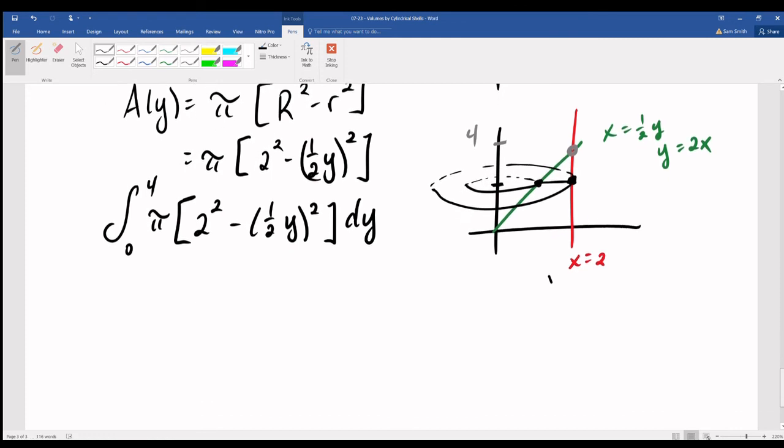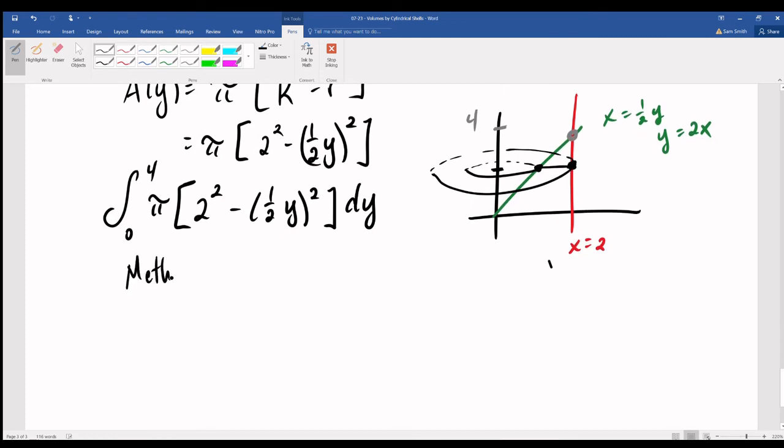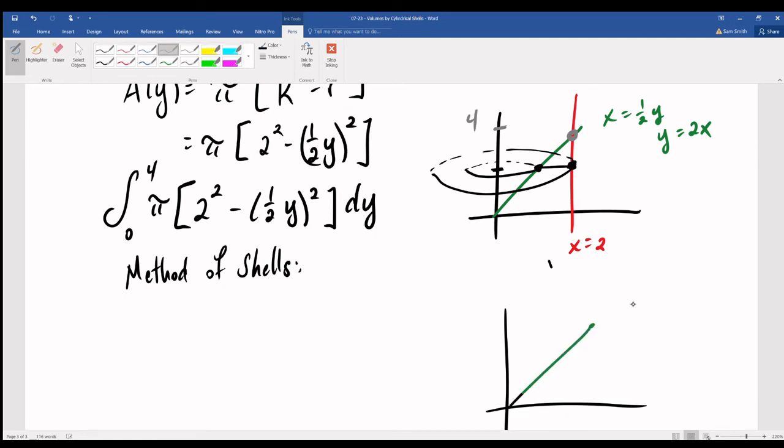Now, to sketch the idea for method of shells, we again get our drawing going. Here's green, and here's red. But this time, to fill up the region, I'm not going to spin around a horizontal bar. I'm going to spin around a vertical bar. I'm going to spin this vertical bar around, give it some depth, creating a cylindrical shell.